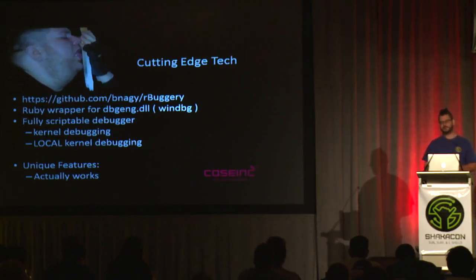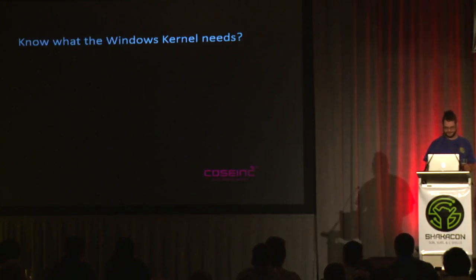So unfortunately, it's in Ruby, and I now bitterly regret my choices. But you've got kernel debugging, and you also have local kernel debugging. And you've got to do some pretty tricky stuff to get that, but I've talked about it before, so I'm not putting it in. But if you go to the GitHub, you can see all the weird little tricks you need to do. Anyway, so I have a fully scriptable wrapper to WinDbg.